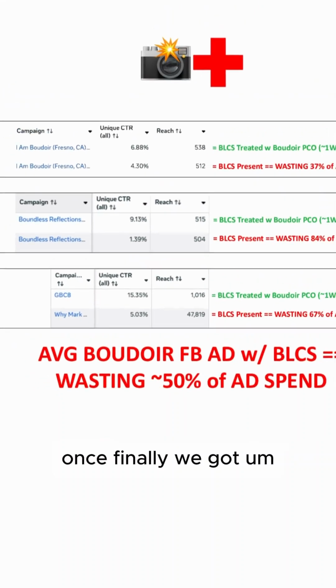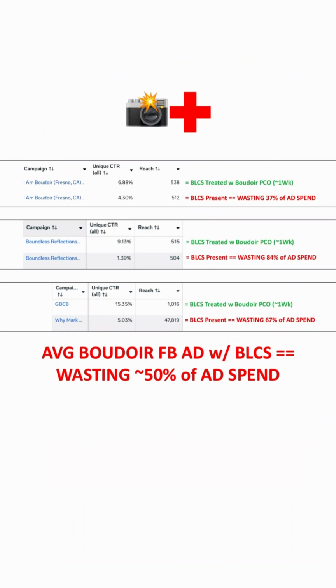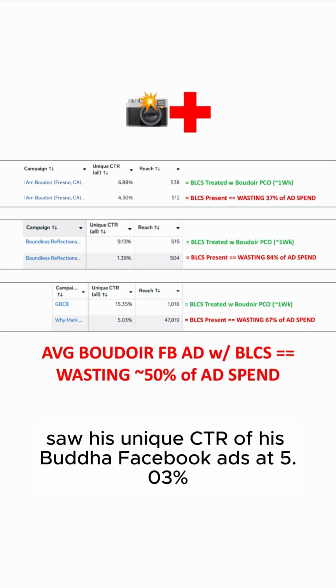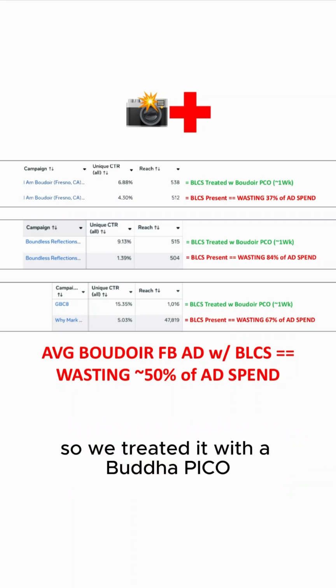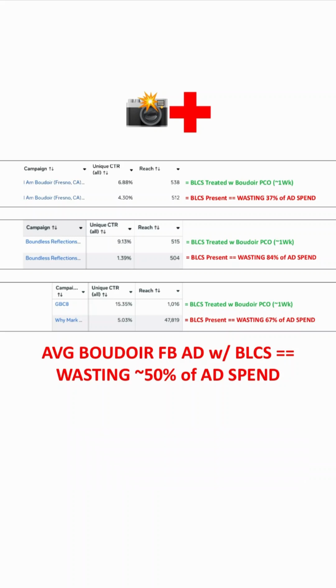Finally, we had a patient come in at my hospital, saw his unique CTRL. It was Boudoir Facebook ad. It's 5.03%. So we treated it with Boudoir Pico. It took about a week. Got the unique CTRL up to 15.35%. And we saw that the original was wasting 67% of ad spend.